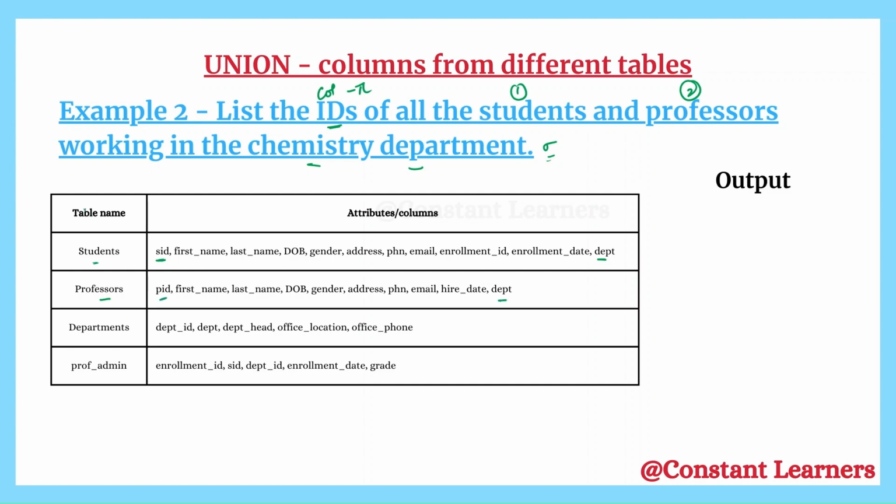So we have to use these two tables, students and professors, and these two conditions we need to satisfy, right? So we start with first selecting the students from the chemistry department. So sigma department, the column name is department, which has to be equal to chemistry.